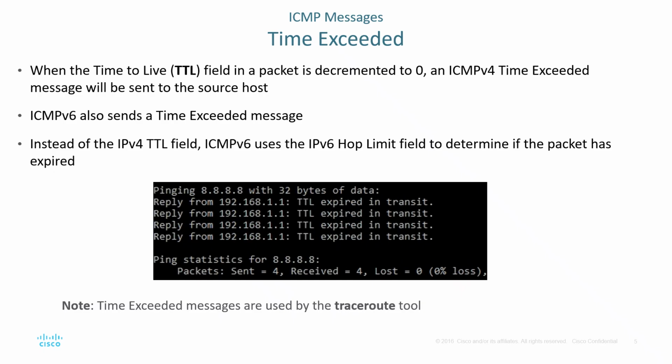So if you're looking down the bottom here, you're looking at packets sent, received, there's no loss, but pay attention to the message. The TTL expired in transit. Okay, so we didn't lose any of those 4 packets that were sent out, but it also never got to the destination because your TTL, your time to live, expired. Now, time exceeded messages are used by the traceroute tool, which you are also familiar with.